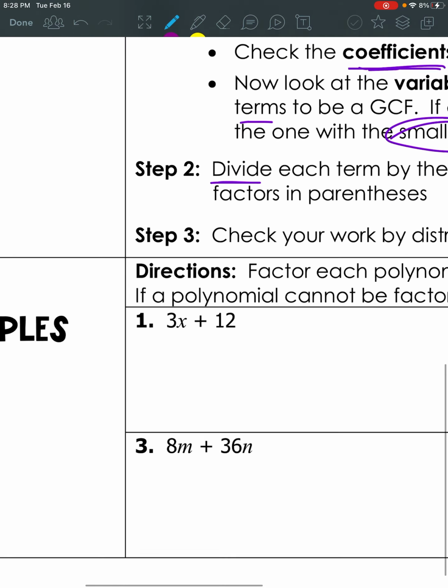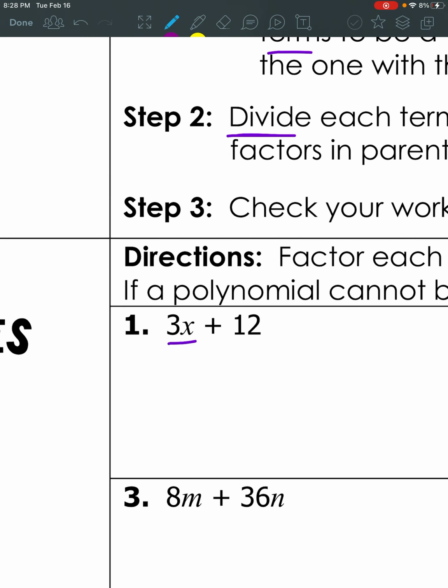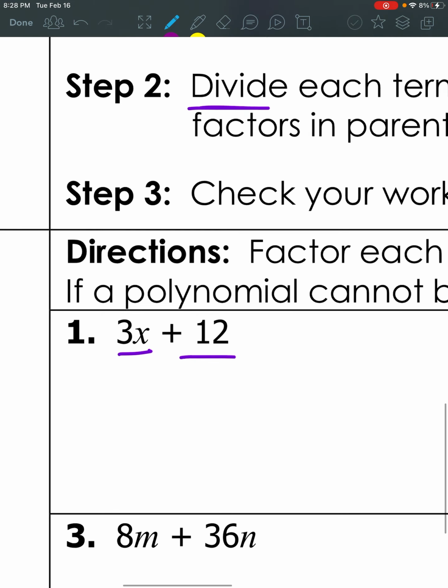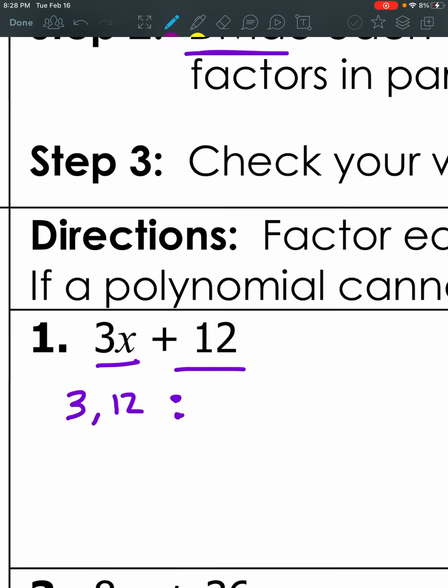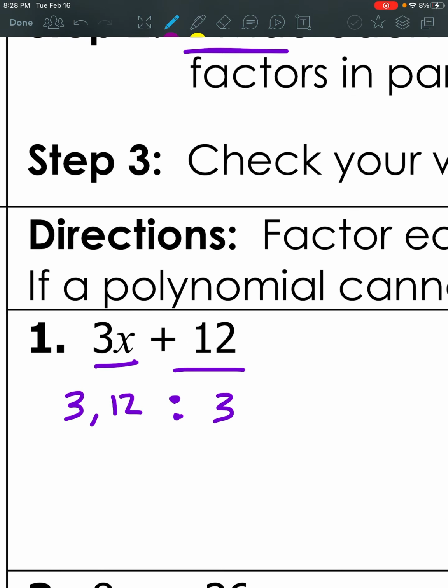So for example, our two terms in number 1 is 3x and 12. So you want to look at the coefficients. The coefficients are 3 and 12. So the greatest common factor between those two is 3. Remember, factors are what can you multiply by to get that number. So 3 is 1 times 3. 12 is 1 times 12, 2 times 6, 4 times 3. So the greatest common factor they have is 3.